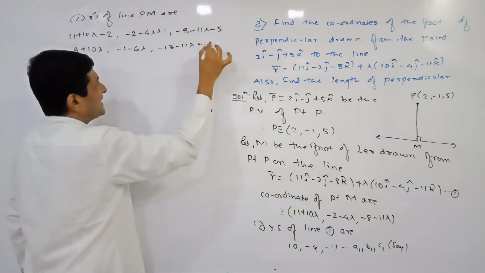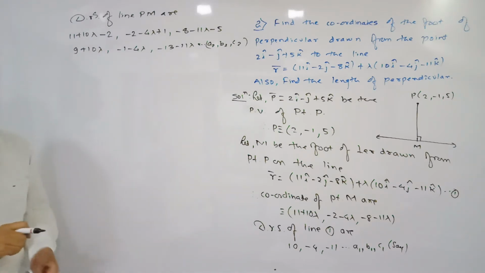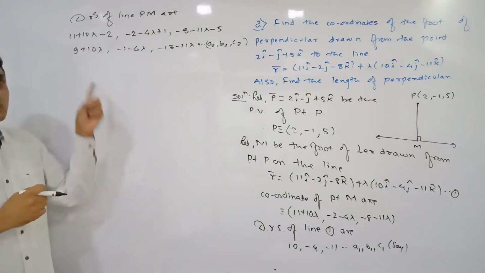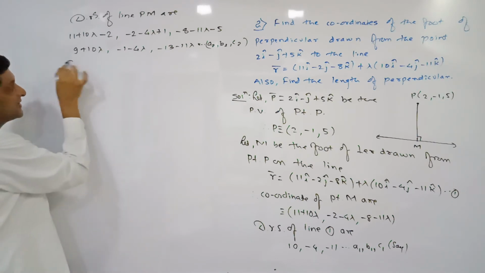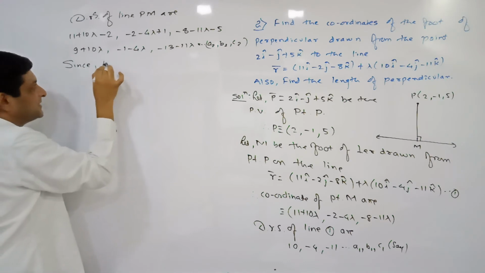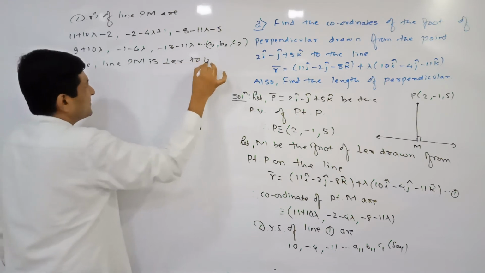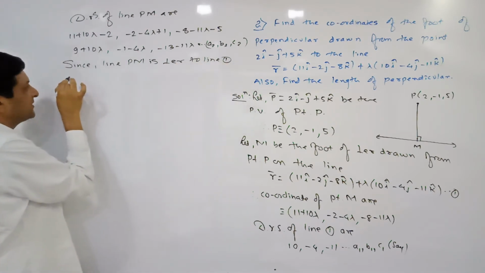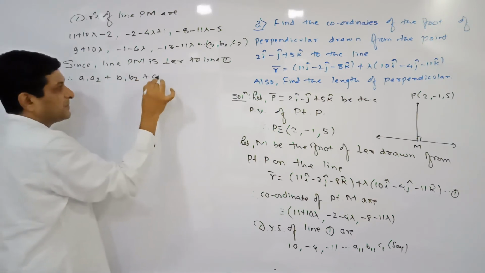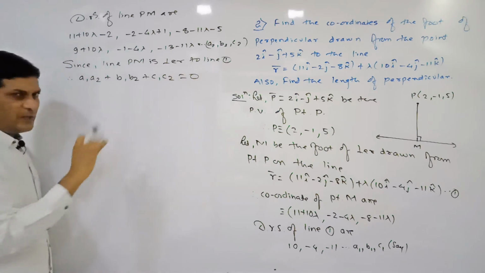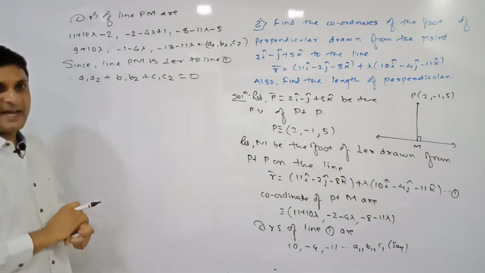Let us denote these values by A2, B2, C2. This means the direction ratios of both the lines are known to us. When these direction ratios are known, which result are we able to apply? That these two lines are perpendicular. So since line PM is perpendicular to the first line, the direction ratios satisfy which condition? A1 A2 plus B1 B2 plus C1 C2 is equal to 0. All these results we have seen when we discussed the relation between direction ratios and direction cosines.